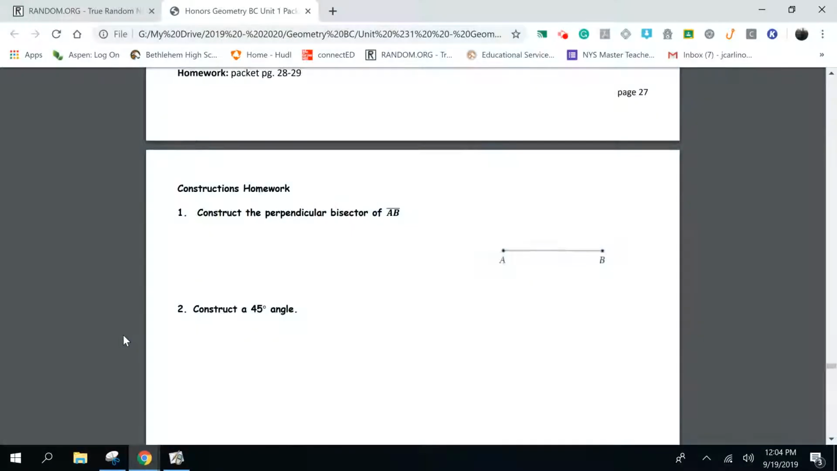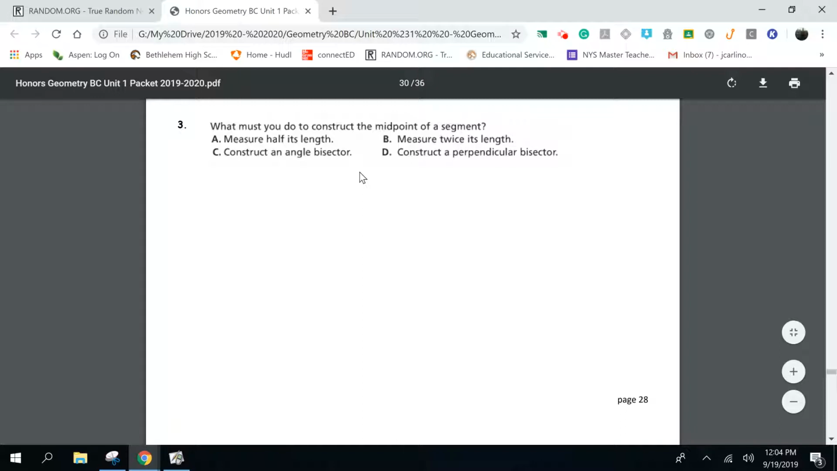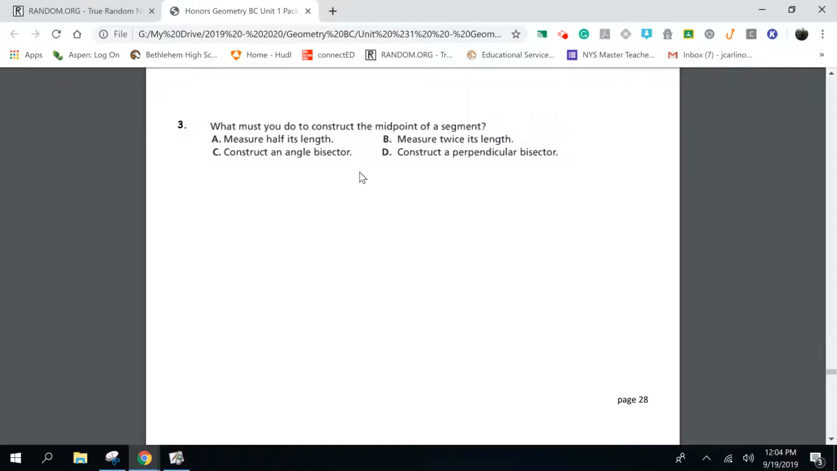Okay. Next up, multiple choice should have been, I don't want to say any issue, but you could have answered that. What do you construct to find the midpoint? Which one up here? How do I find the midpoint? What do you got, Charles? Construct the perpendicular bisector, yes.